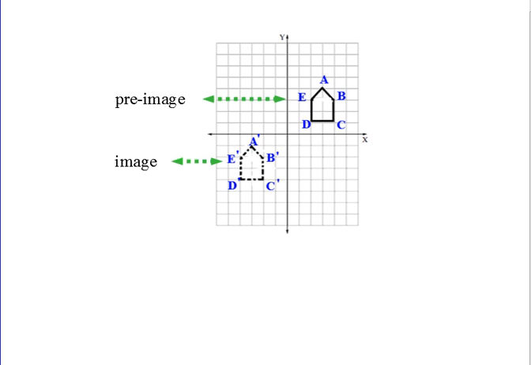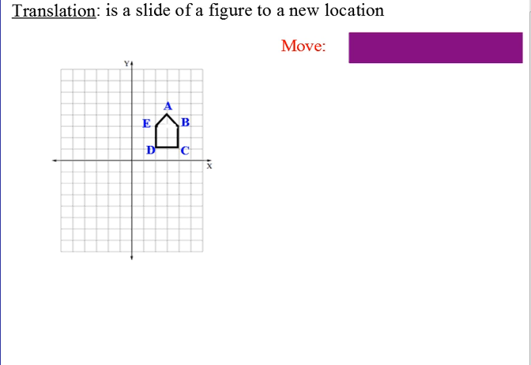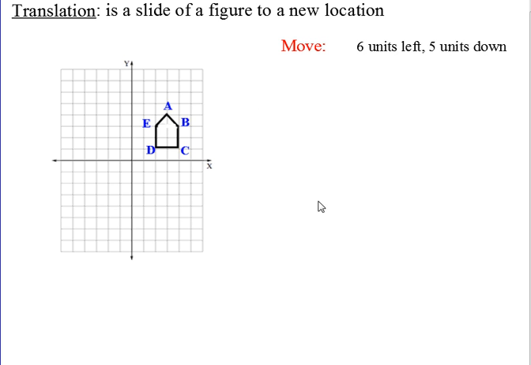So let's take a look at these things one at a time. A translation is a slide of a figure to a new location. Let's see how we would move this 6 units left and 5 units down. We take each point. Let's start with point A. We move it 6 units to the left, so we start counting boxes: 1, 2, 3, 4, 5, 6, and then 5 units down: 1, 2, 3, 4, 5. This is the location of our new point, which we will call A prime.